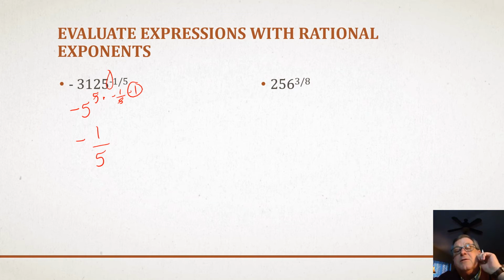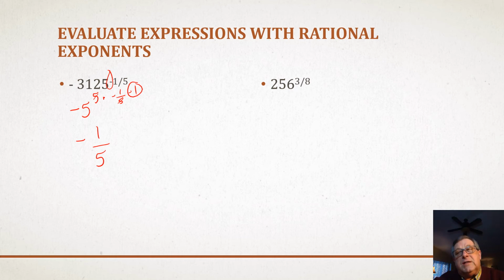256 raised to the power of 3/8. So we're taking the 8th root of 256 cubed. But maybe I want to rewrite this another way. Let's say 256. Well, that's divisible by 2. I think it's also divisible by 4. But let's just start working from 2. 2 squared is 4. 2 cubed is 8. 2 to the 4th power is 16. 2 to the 5th power is 32.